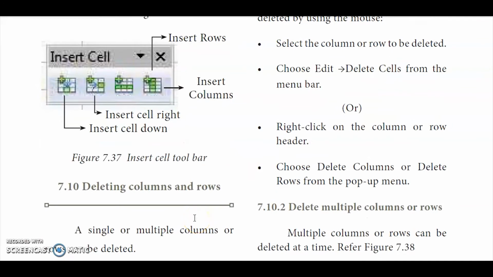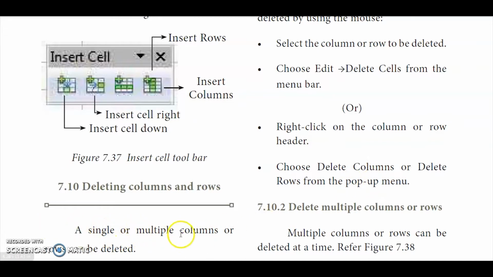Okay. So till now we have seen how to insert a row, column and a cell, how we can also insert multiple cells or multiple rows, and how we can use the insert cell toolbar also. And using the menu also we have seen. You go to the insert menu and then click either the column option or row option as per your wish. And now we are going to see deleting columns and rows.